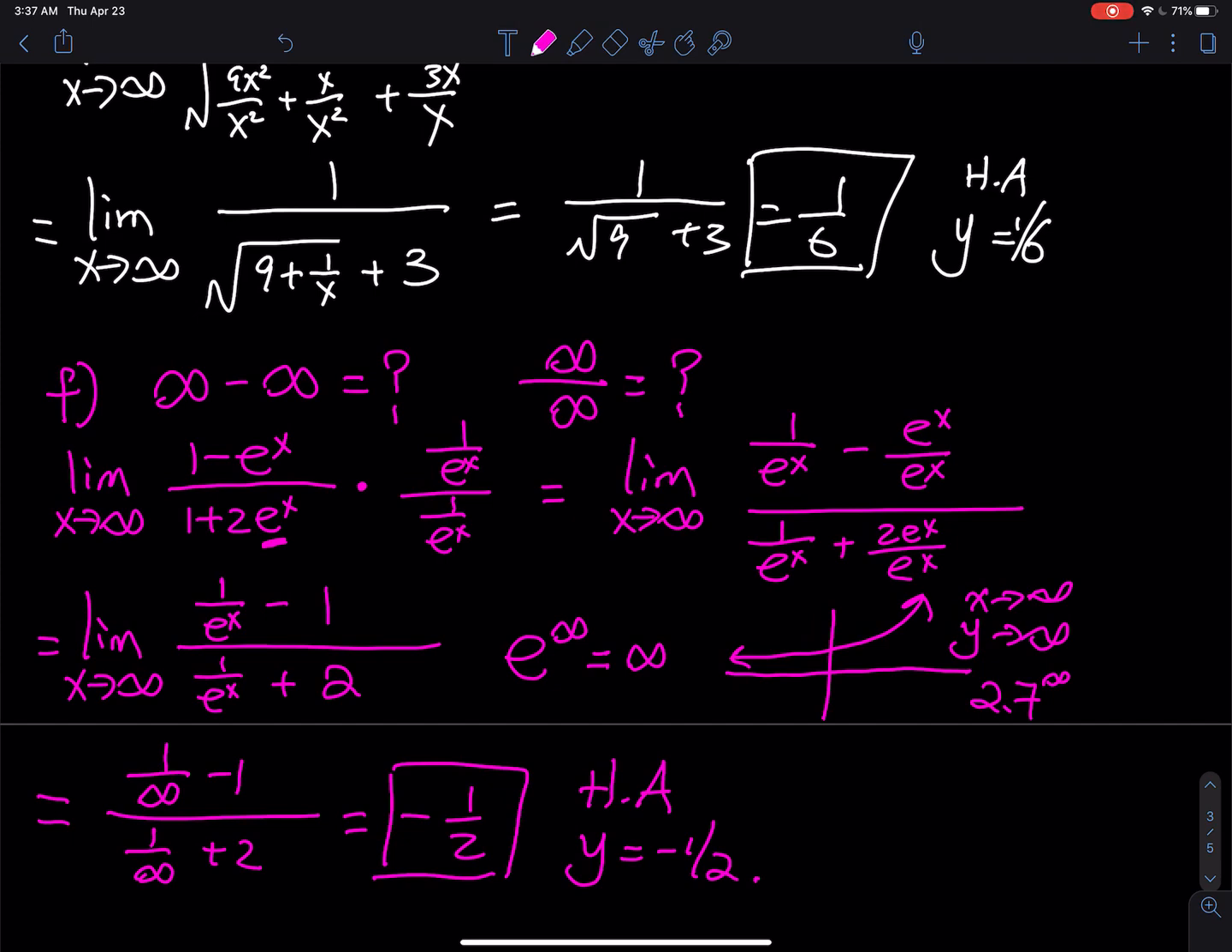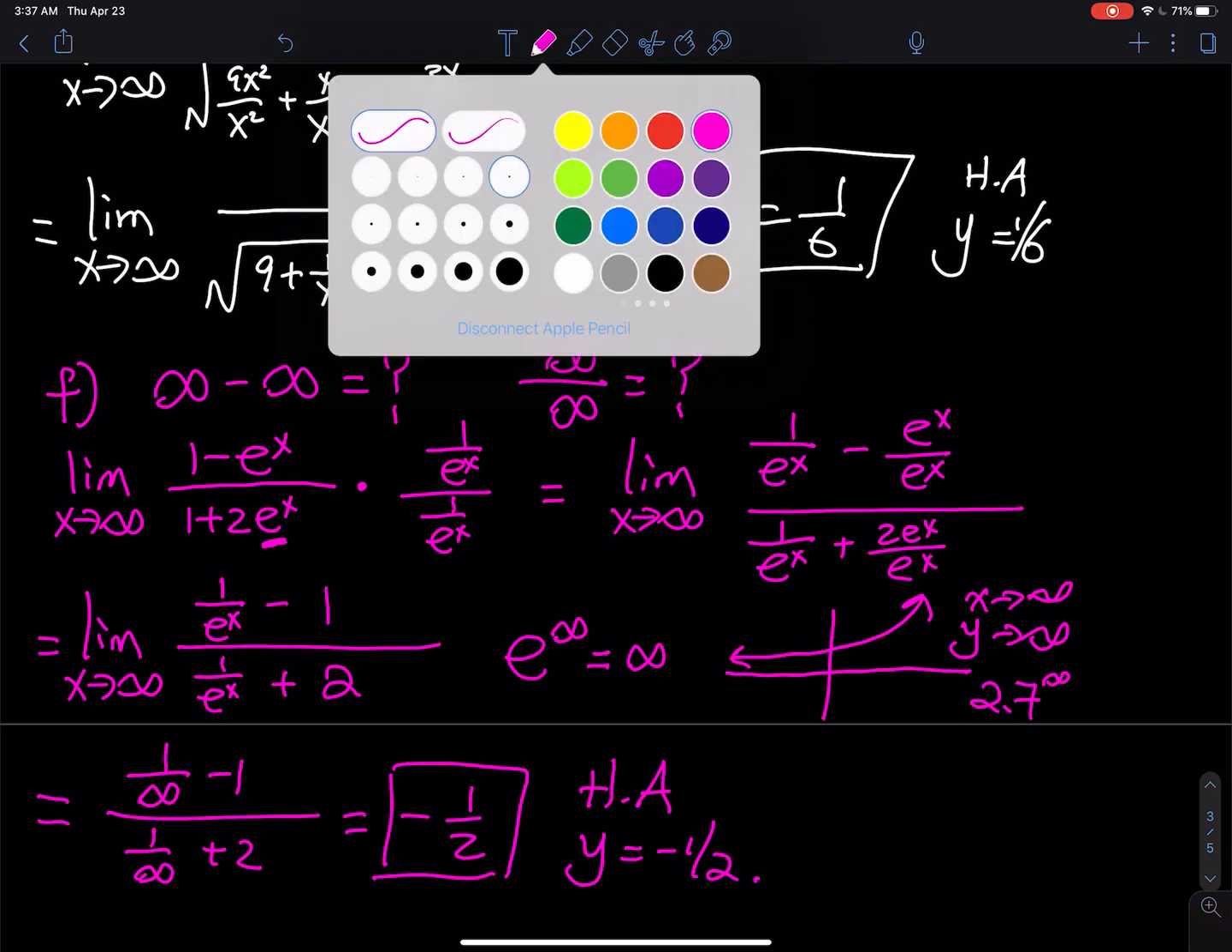All right, so far so good. Okay, so let's move on then. So next one, what color should I use? Let's use orange.